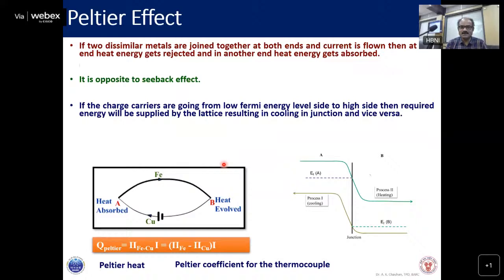If the charge carriers are going from the low Fermi energy level side to the high side, then the energy they require will be supplied by the lattice. So if the lattice supplies the energy, what will happen? Obviously, it will get cooled. And similarly, for the higher energy, it will get heated. So this is the Peltier heat, and this is the Peltier coefficient.